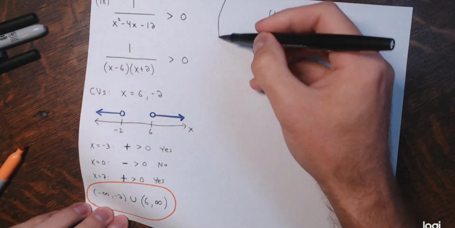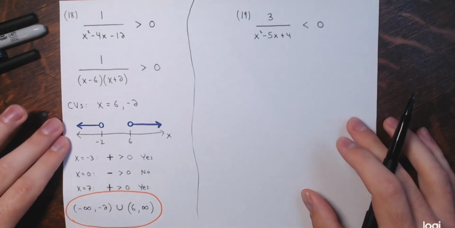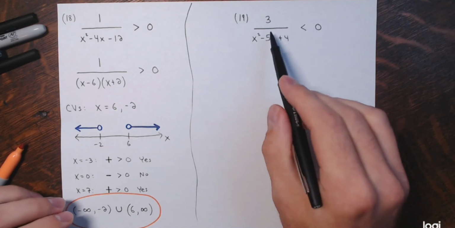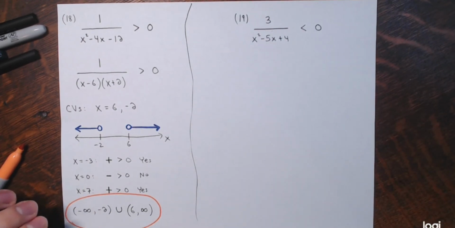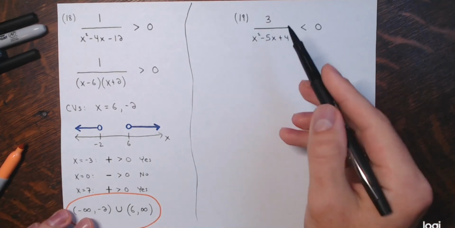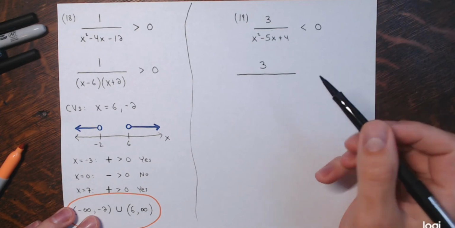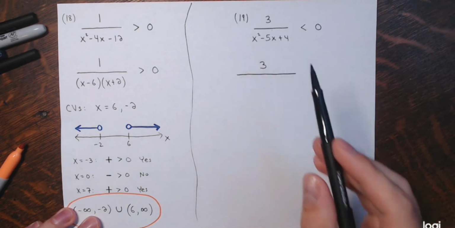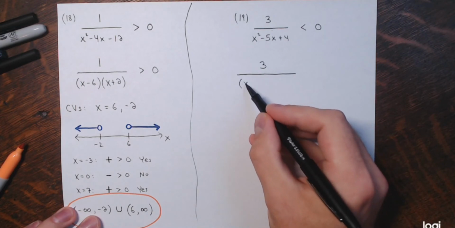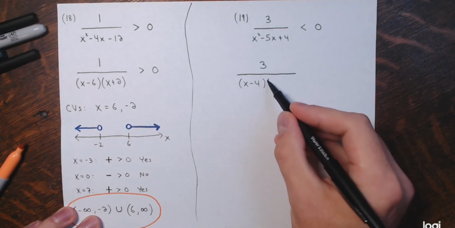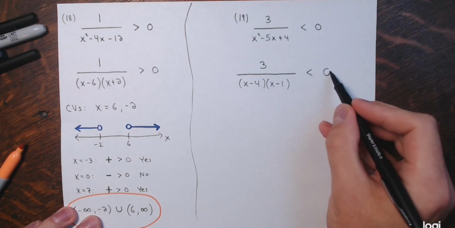Example 19 is not much different. Once again, you already have a single fraction on the left, 0 on the right, like I want. And then we'll do some factoring. Now the numerator is 3, I'm just going to keep it 3. And the denominator, x squared minus 5x plus 4, would factor to x minus 4 times x minus 1. And then we have is less than 0.